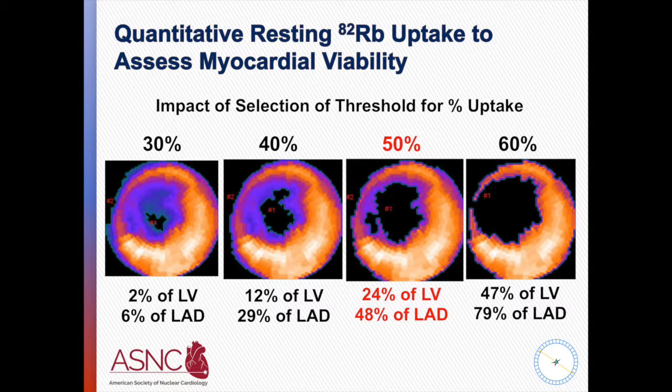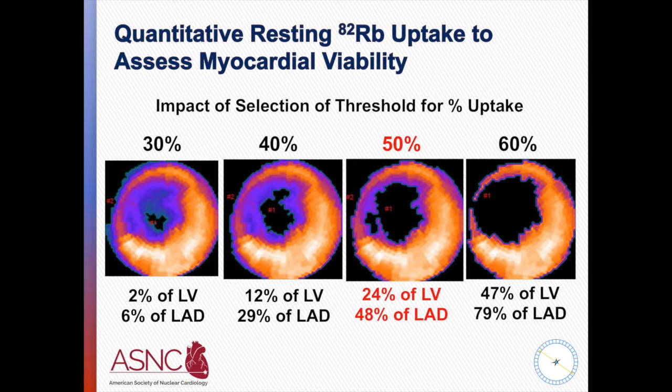If you look at the other extreme on the right side of the screen, you would see that if we set a threshold of 60% for uptake, then 47% of the left ventricle would be considered to be non-viable, or 79% of the LAD territory. Obviously, this changes as you set the threshold.